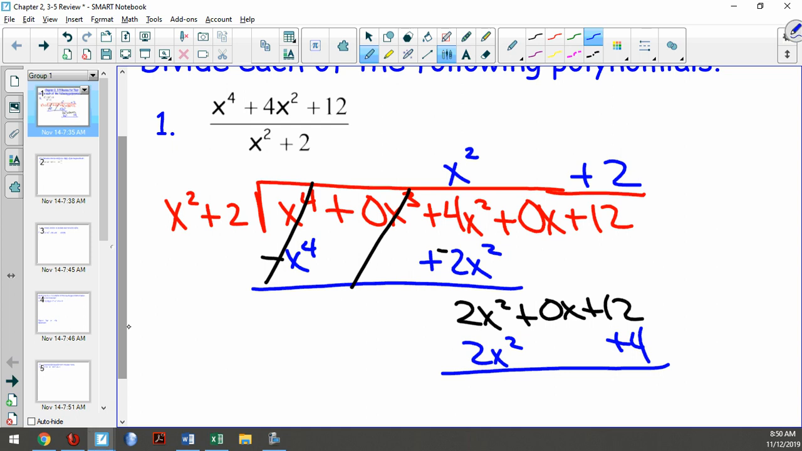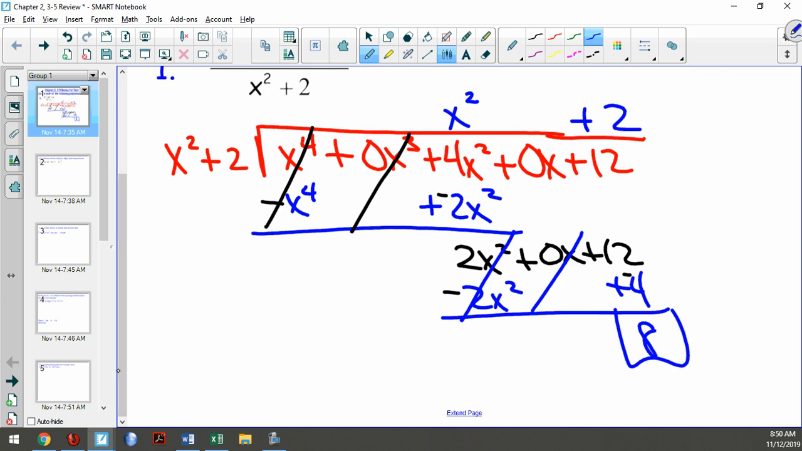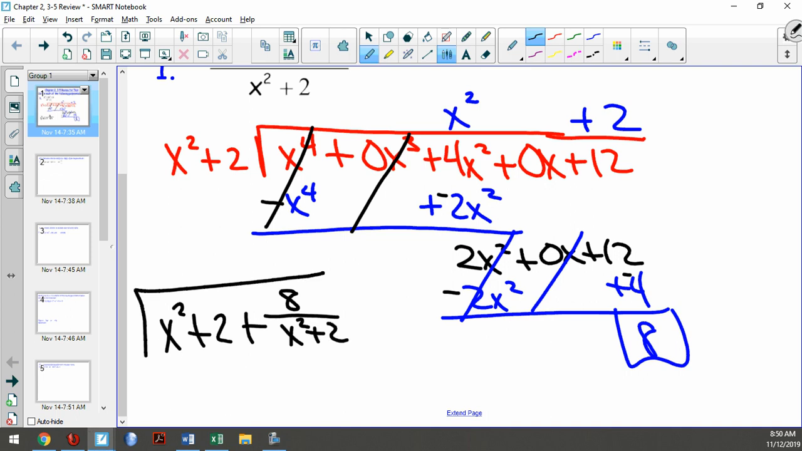I'm going to change the signs of each of them. Those cancel out. I don't need the 0x, and 12 take away 4 is 8. What is 8 known as? Your remainder. So to write this appropriately, this is going to be x squared plus 2 plus 8 divided by my divisor, which is x squared plus 2.